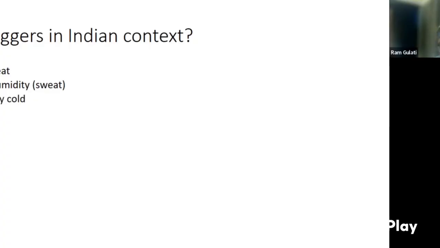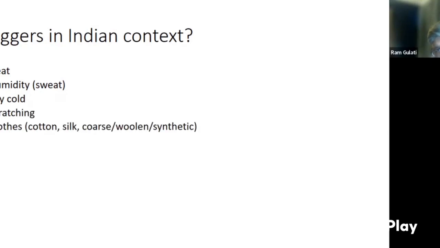Dry, cold winter exacerbation is more because of the dry, cold weather that makes the skin even drier, and therefore it reduces the integrity of the stratum corneum. In fact, all the three above factors reduce the integrity of the stratum corneum. And if in that scenario the scratching comes in, it tends to increase the severity. Clothes. So we always say wear cotton clothes. And as Dr.